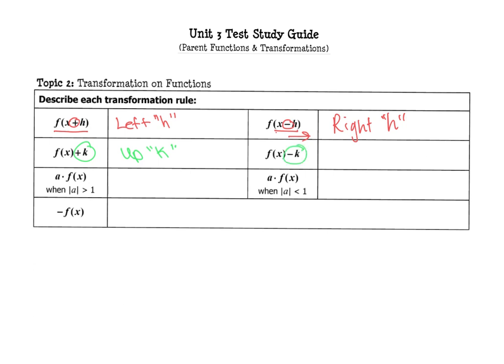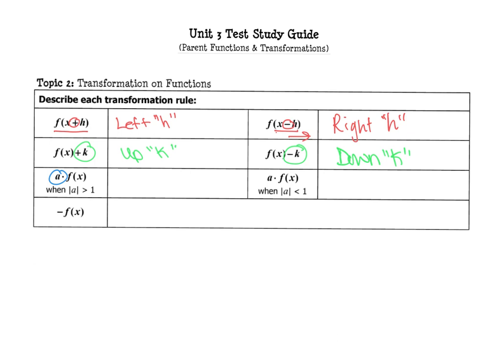If we have subtracted an amount after our absolute value bars or after our parentheses, we are supposed to shift down that many units, or we would say down k units. Okay, now our vertical stretches and shrinks. If we have a number, we call that number a here because it represents any different number that it could be, on the outside of our parentheses or on the outside of our absolute value bars.